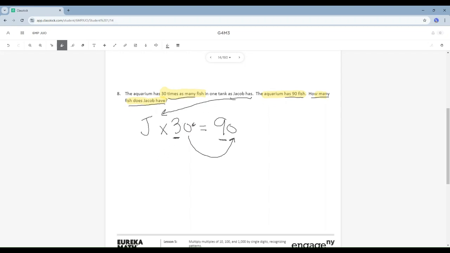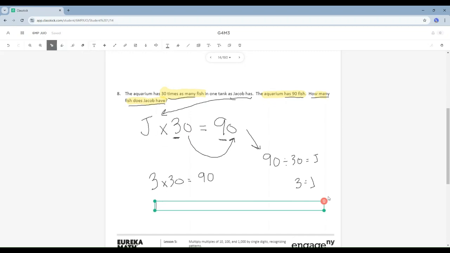So something times 30 is equal to 90. The answer here would be 3. 3 times 30 is equal to 90. Or another way I could think of this is, if I have a missing factor problem, something times 30 is equal to 90, I could think of it as division. 90 divided by 30 would equal J in this instance, and we know that J is now equal to 3. So Jacob has 3 fish. Not 4.